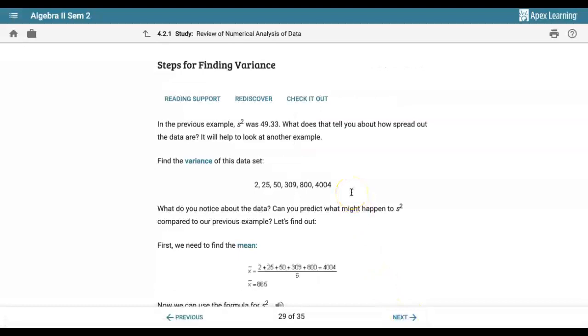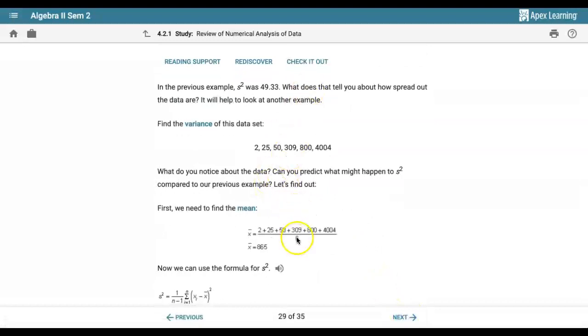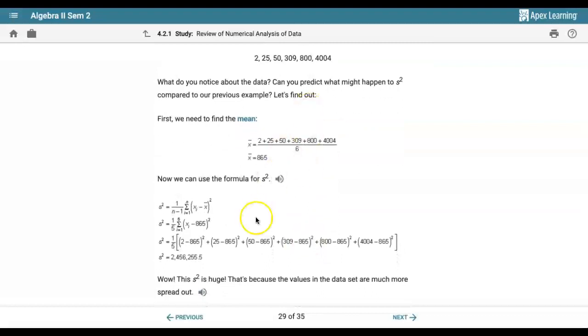All right, so again, breaking it down step by step for finding the variance. The first step is find the mean. Add them all together, divide by the total number. Then for the variance, you need to use this equation where, of course, you're going to subtract the average from each individual point. So 2 minus 865, and then part of this equation is to square it.